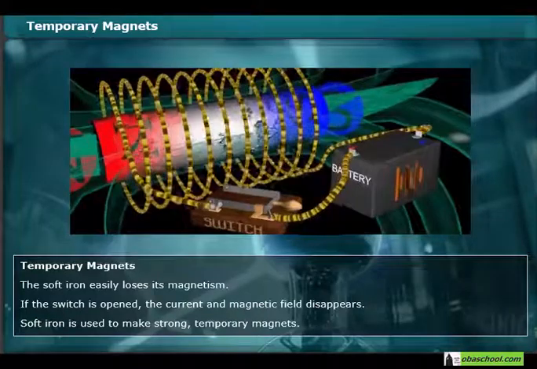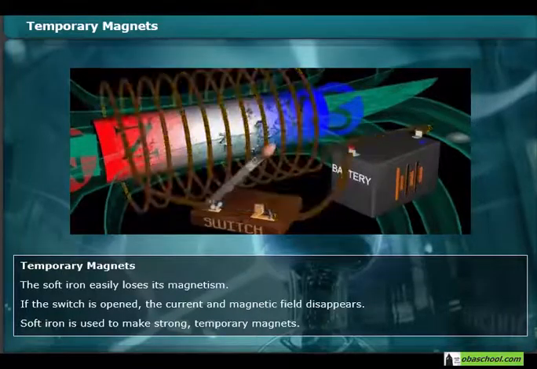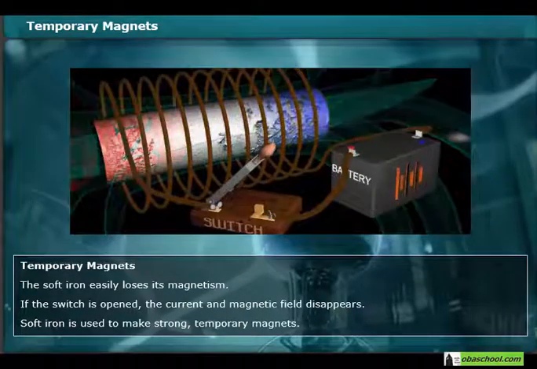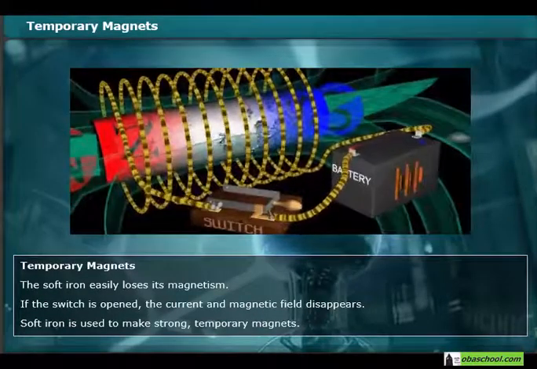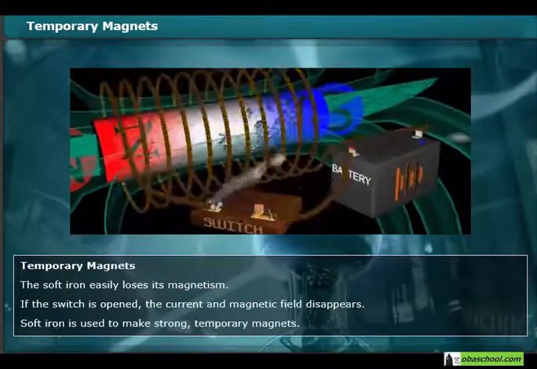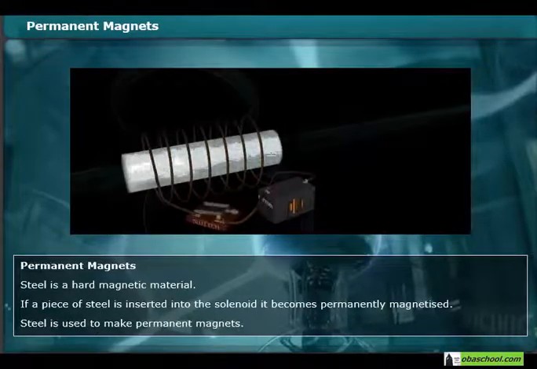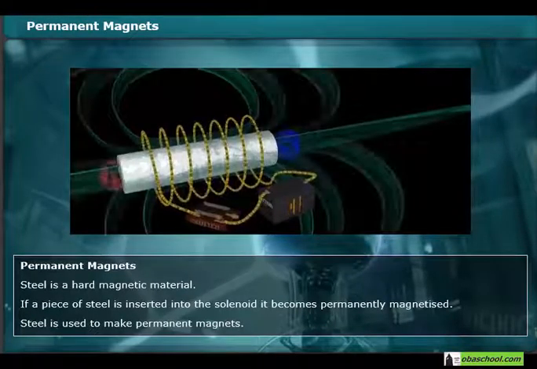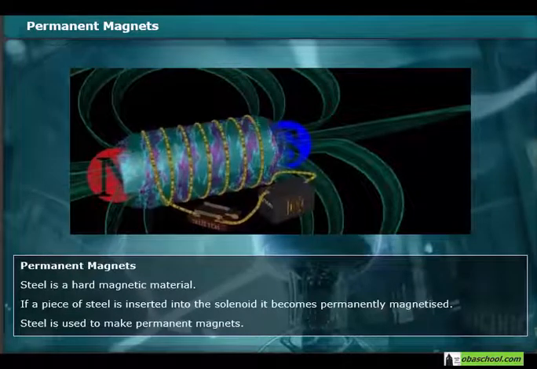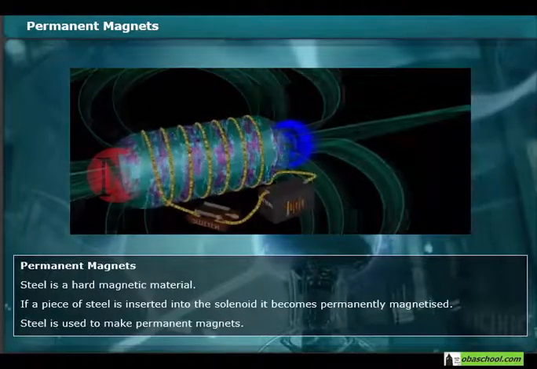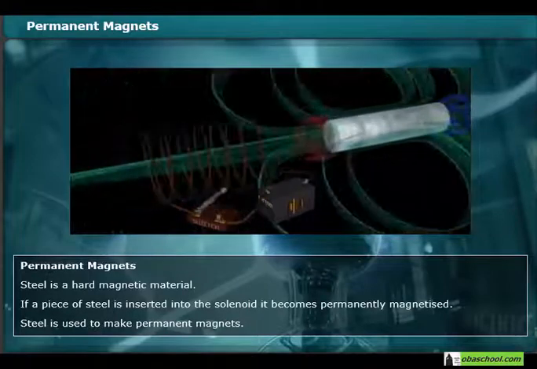The soft iron easily loses its magnetism. If the switch is opened, the current and magnetic field disappears. Soft iron is used to make strong temporary magnets. Steel is a hard magnetic material. If a piece of steel is inserted into the solenoid, it becomes permanently magnetized. Steel is used to make permanent magnets.